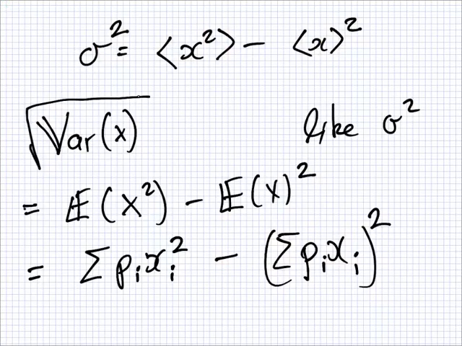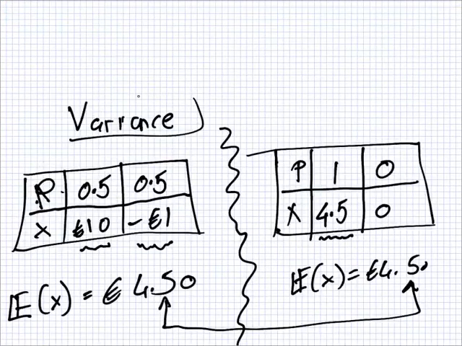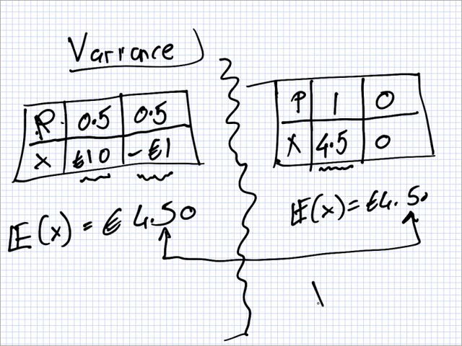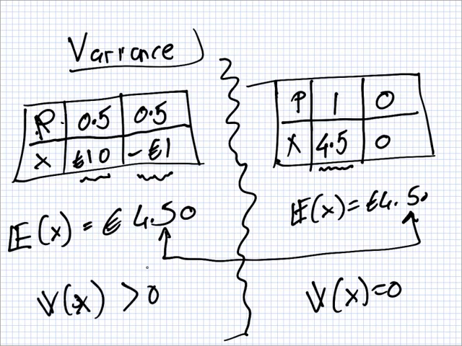Okay, so if we go back to this game, this one here, in fact, the variance is 0. There's only one possibility, that's it. Whereas here, the variance will not be 0, it will be bigger than 0, because there's a big difference between winning €10 and losing €1. So let's calculate and see what we get.